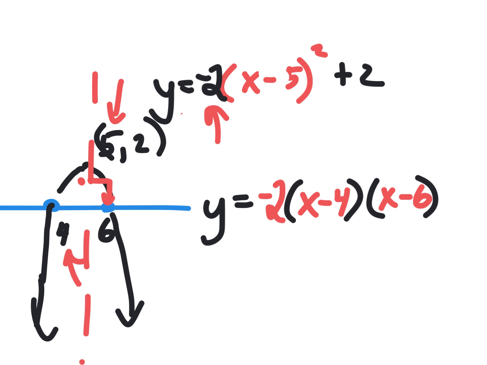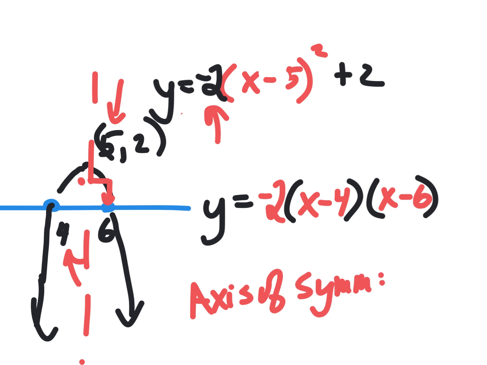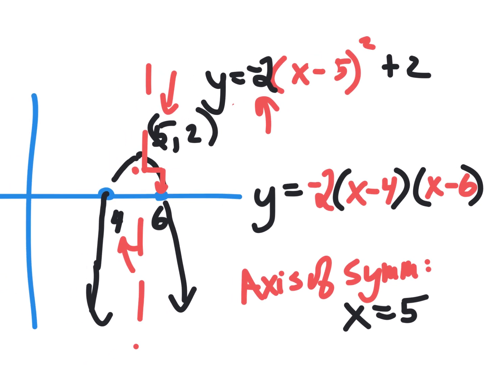Axis of symmetry, what would it be? Don't say it, write it. What is your axis? Don't say it. What's your axis of symmetry? Say G. Do you know the axis of symmetry? X equals 5. He even said the x equals part. Nice. And then one last question that's not even visible on this graph would be the y-intercept.